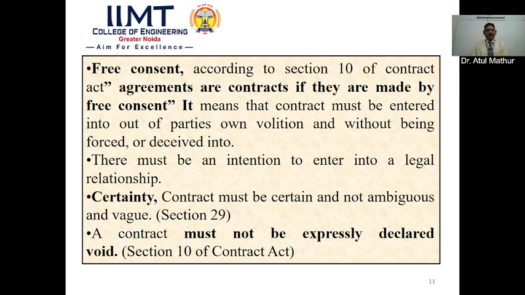Free consent. According to Section 10 of the Contract Act, agreements are contracts if they are made by the free consent. It means that a contract must be entered into out of the parties' own volition and without being forced or deceived into it. There must be an intention to enter into a legal relationship. Certainty: a contract must be certain and not ambiguous or vague, according to Section 29. A contract must not be expressly declared void. Section 10 of the Indian Contract Act.